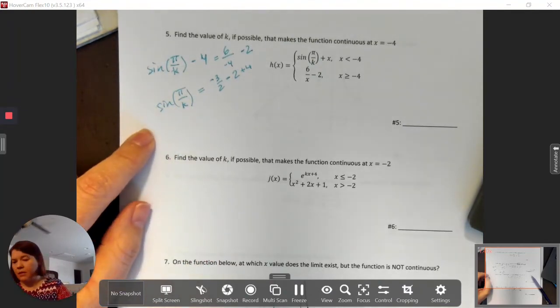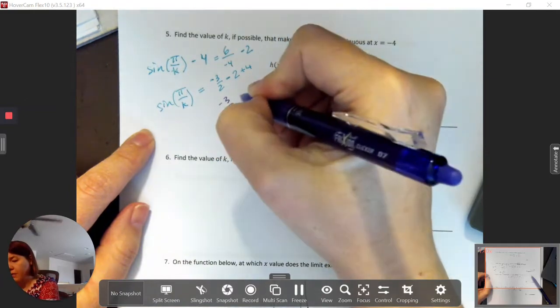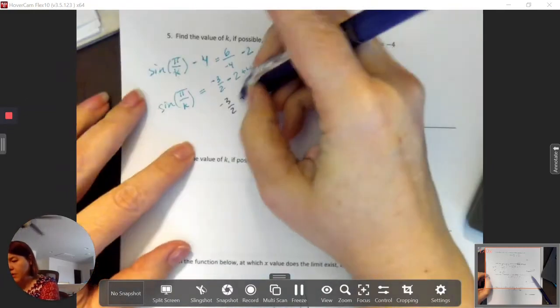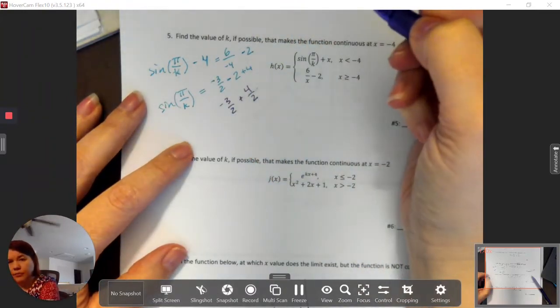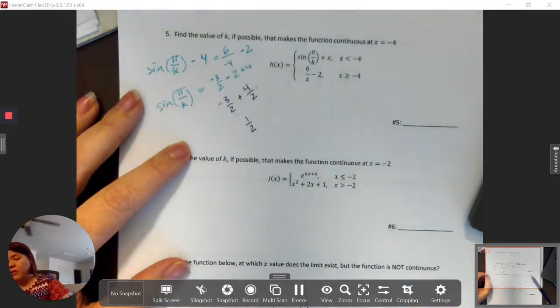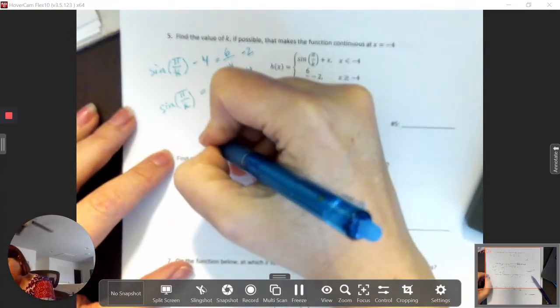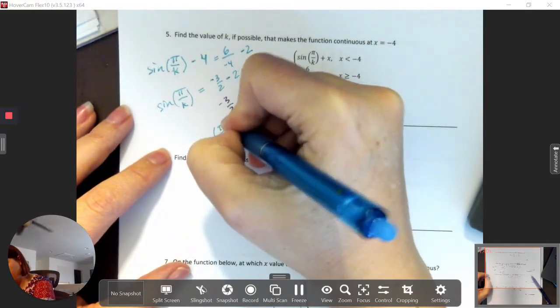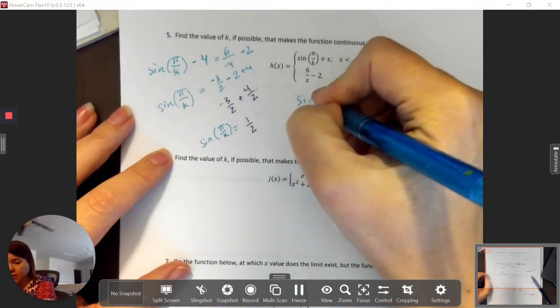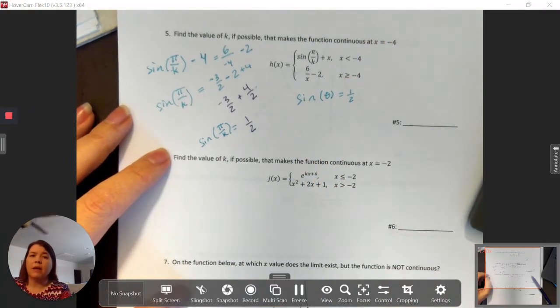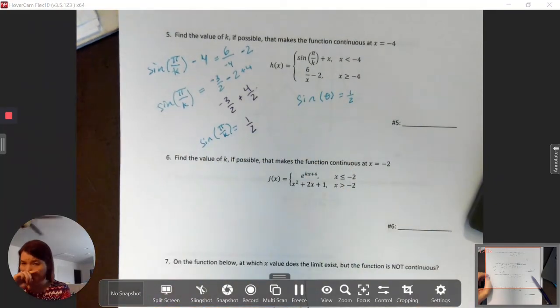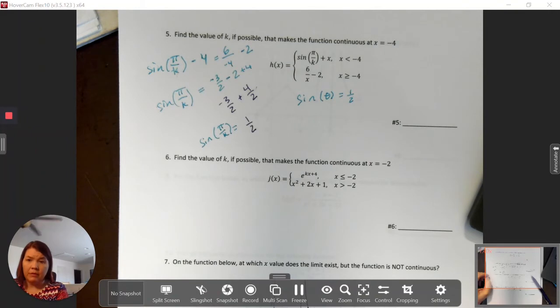And so I'm just going to clean up this side. So I've got -3/2 plus 2, which is the same as having, instead of 2, I could write 4/2, because that's 2, which is 1/2. So I am asking myself, when is the sine of pi over k equal to 1/2? Or in other words, when is the sine of any value, we'll call it theta, equal to 1/2? So the sine of theta is 1/2, and remember, this is periodic, and I need it to be a reasonable value.